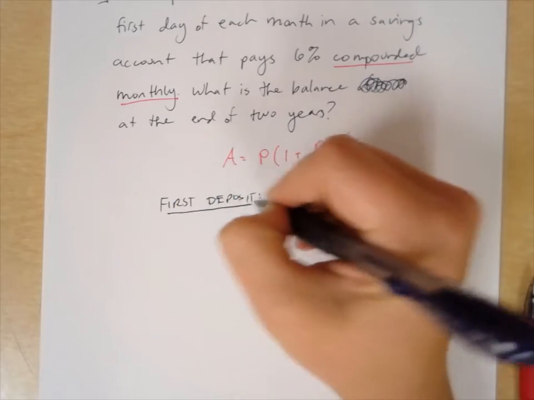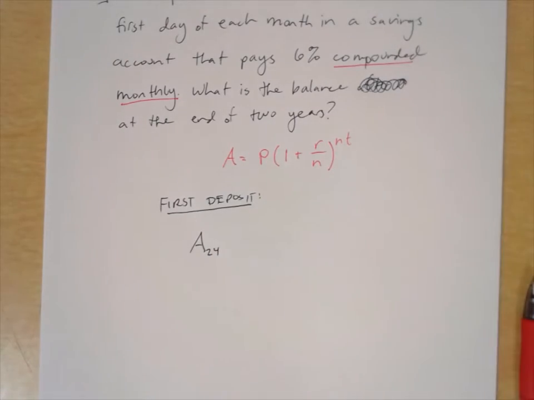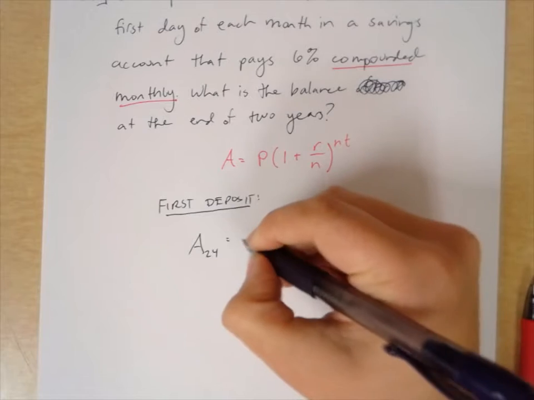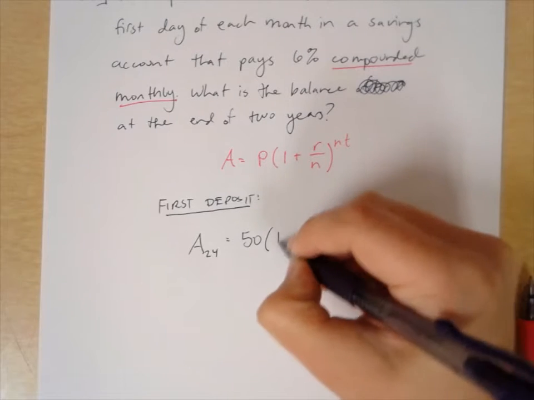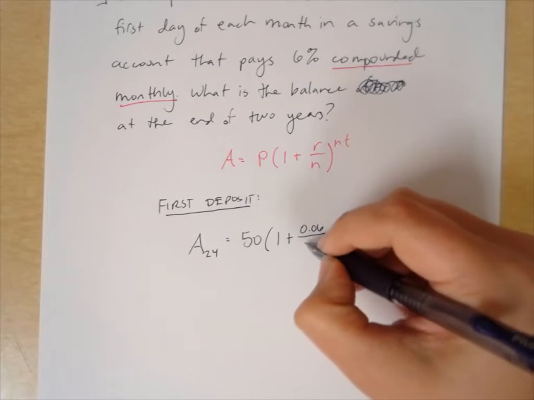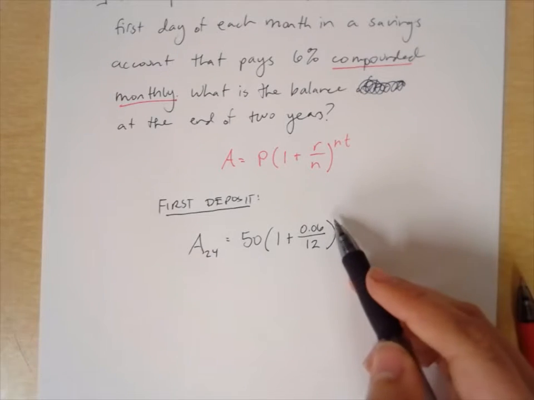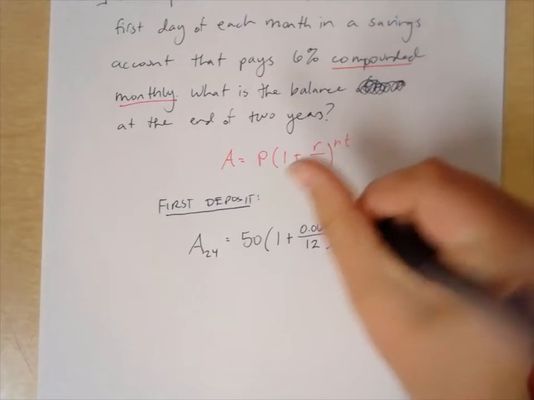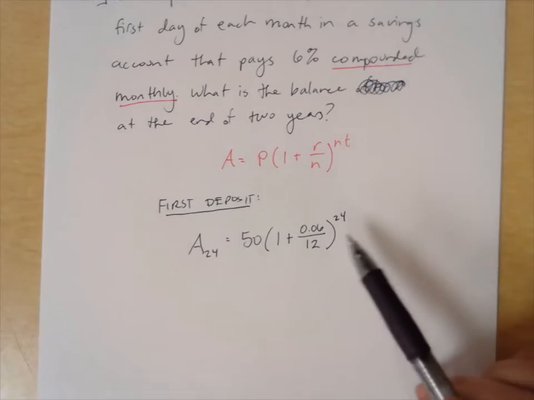The first deposit made in this account, we can call that A sub 24, because it's going to get 24 months worth of interest compounded to it. And that we can represent as 50, the amount deposited, times 1 plus the rate, which is 0.06, over the number of compoundings, which would be 12 because it's monthly. And then out here we'd have 12 for the 2 years, so 12 times 2 gets us a 24 out here. That really represents the 24 months of compounding it's going to go through.